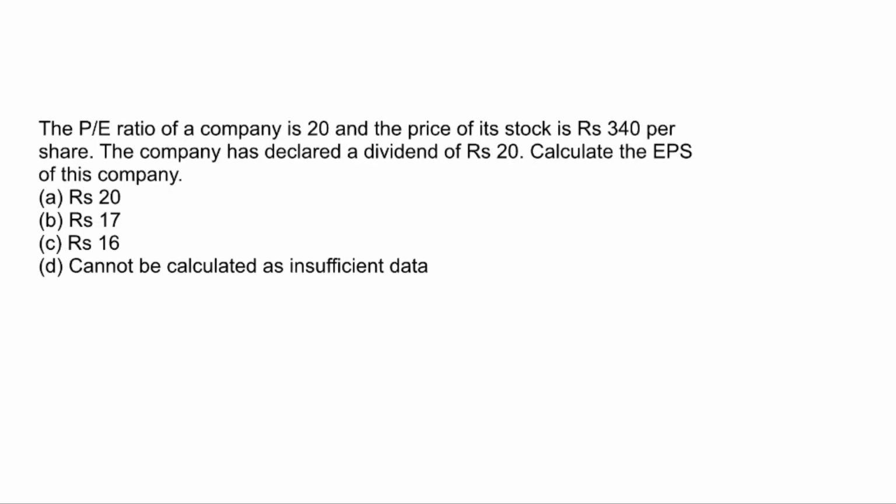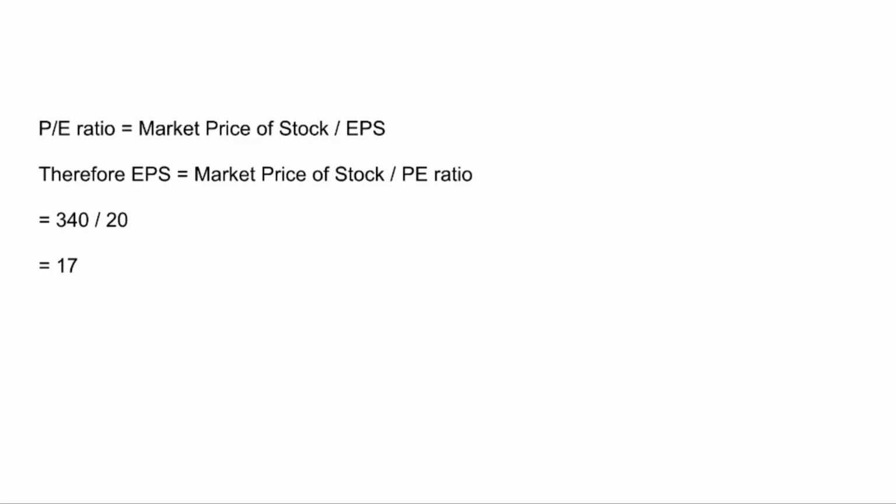Going to the next question. The PE ratio of a company is 20 and the price of the stock is rupees 340. The company has declared a dividend of rupees 20. Calculate the EPS of the company, that is, earning per share of the company has to be calculated. So we'll go to the calculation.